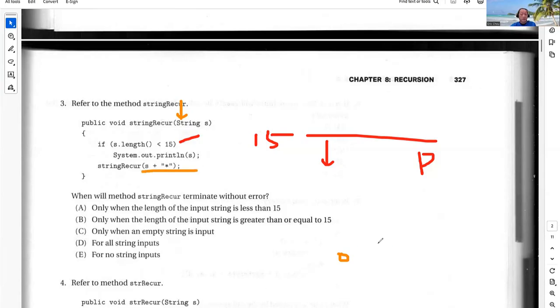0 characters, you process star. So you start from 0 characters to become 1 star, and then you call star star. But then what will happen? You keep growing, and then shoot. Right? But from 0 to 15, there will be printing.